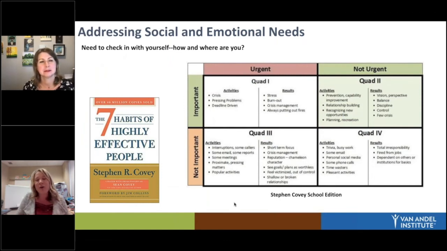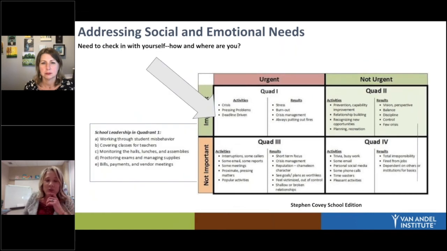Well, so we just checked in on where you were at, right? Your self-awareness. But another question for you as an administrator, as a leader of your building, of your schools, is where are you? And when I mean where are you, I mean where are you on this matrix? This is a matrix from Stephen Covey, who looks at urgency and importance. Basically what he did is he took this and made it a school edition of it. If you take a look at it a little more closely, quadrant 1 is where administrators spend most of their time.